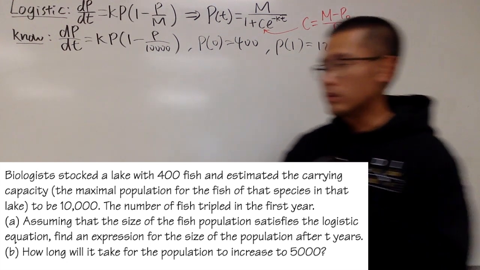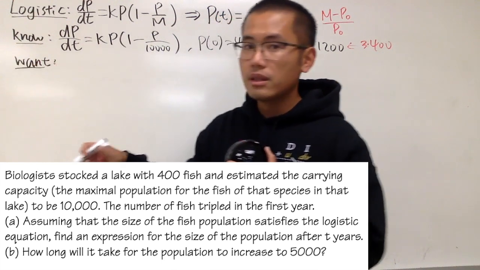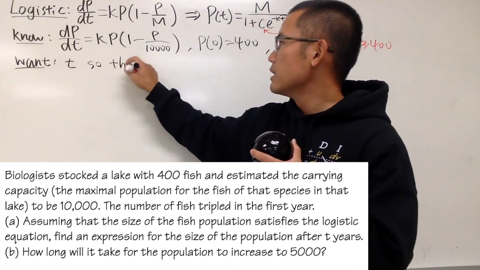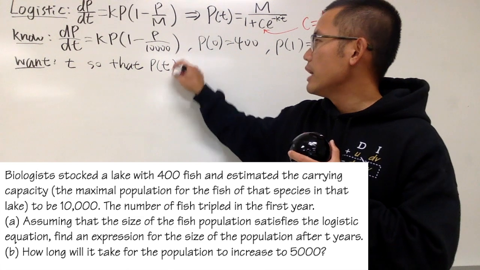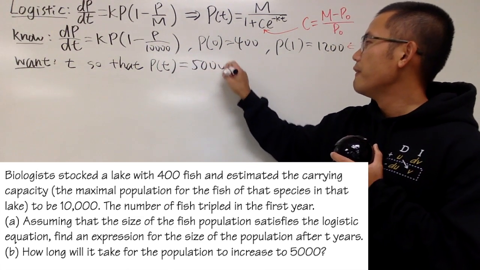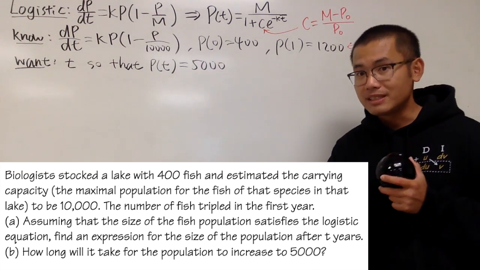And what do we want to know though? Let me just put that down right here for you guys. We want to find out how long it takes, right? So we want the time so that the population at that time will be 5,000 fish. And that's half of the carrying capacity. Let's see how long it will take.